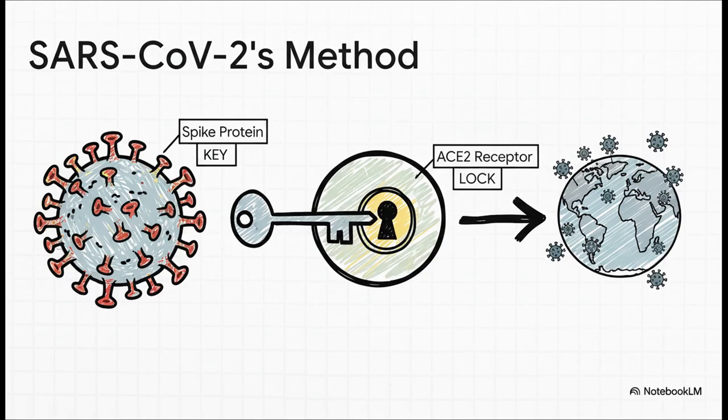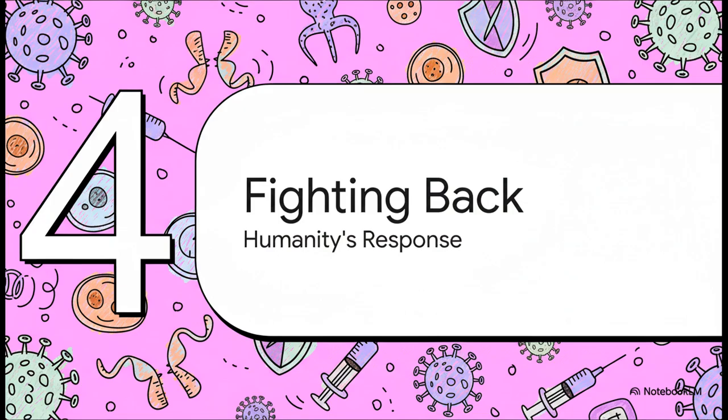Because this key fit this very common lock so perfectly, the virus could get into our cells with incredible ease, and that, as we all saw, led to a global pandemic. But this isn't a one-sided story. The hijacked is only half of it. For every move these viruses make, we, as humans, have developed a countermove. So now, let's talk about how we fight back.